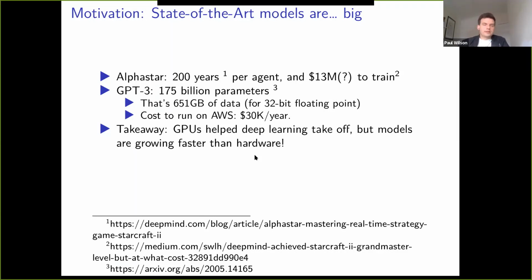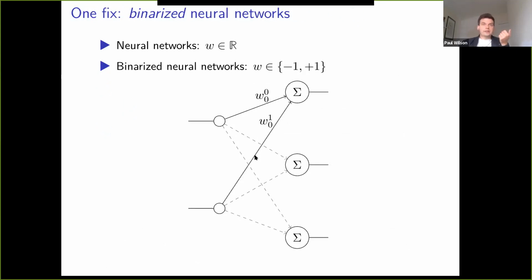And so there's one idea in the literature, this thing called binarized neural networks. There's a bunch of different schemes, but the general idea is that we take a neural network and we constrain the weights to be -1 or +1.